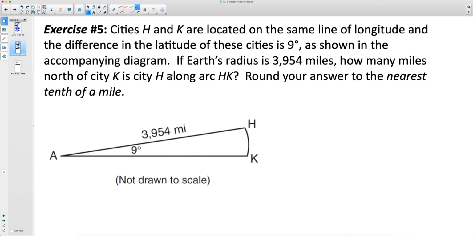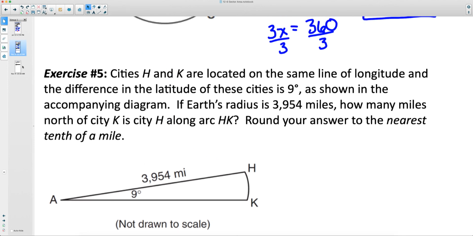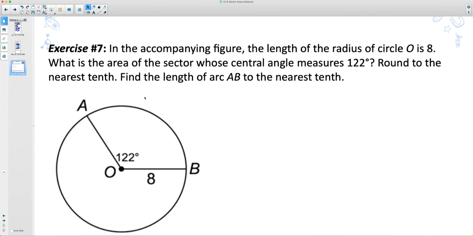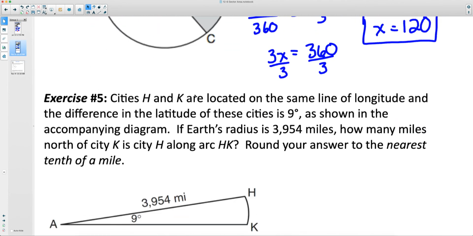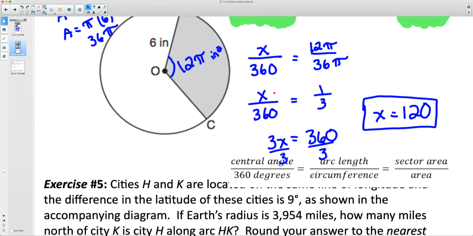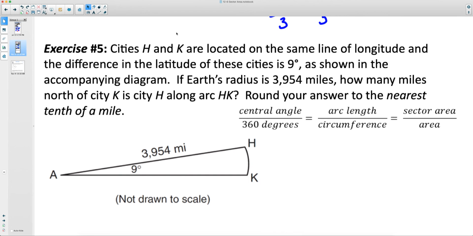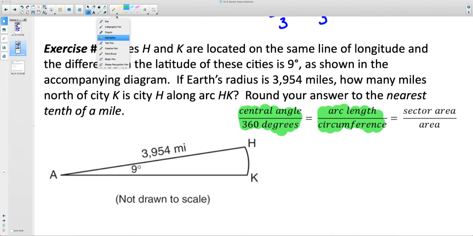Okay, I think we'll take maybe a look at one more. We'll just do number 5. So I'm going to bring this down again because we've been using this all throughout the lesson here. They basically want us to find how many miles north of city K is city H along the arc. I see the word arc, so I know I'm using arc length. I'm trying to find that distance, and I have a central angle, so I'll go ahead and use that. So we're using those two.